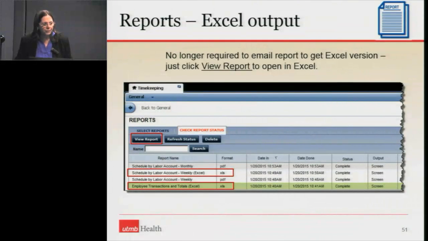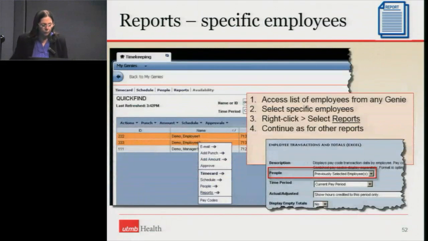If you are running a report that is an Excel version, and we do have some additional reports that will also be an Excel version this time, you no longer have to email it to yourself. You simply run the report and view the report. Much improved. If you are running a report on specific individuals, you would have your list of employees, select the individuals, right-click, access the reports menu, and then it will already identify previously selected employees and continue identifying the parameters for that report.